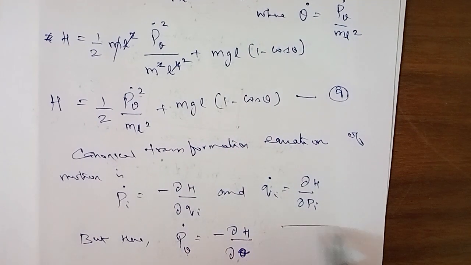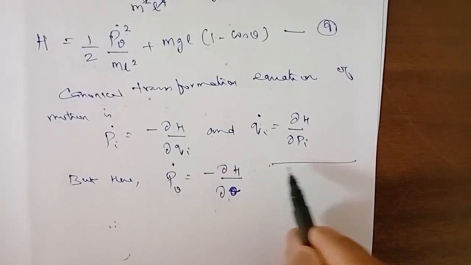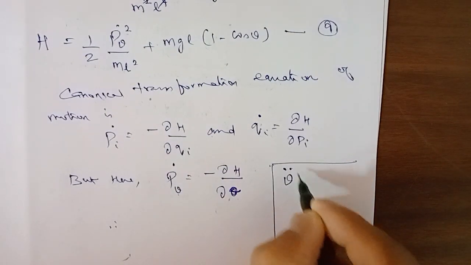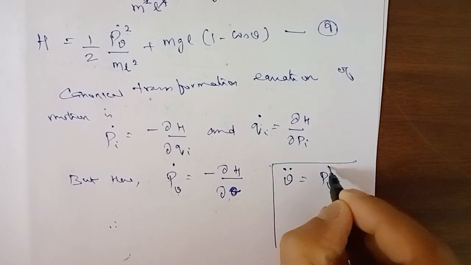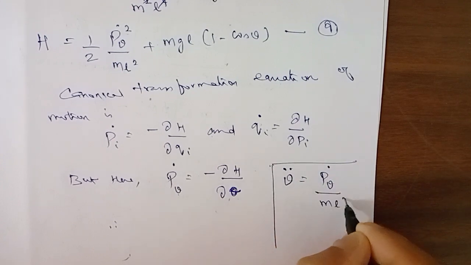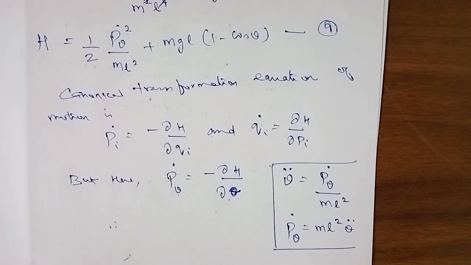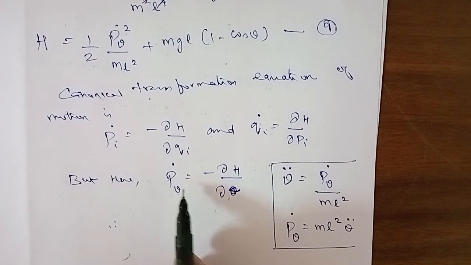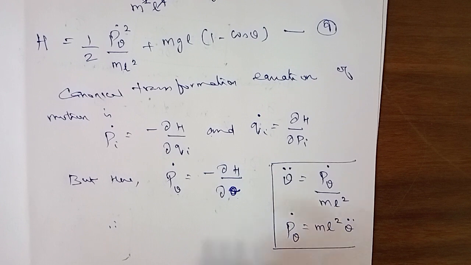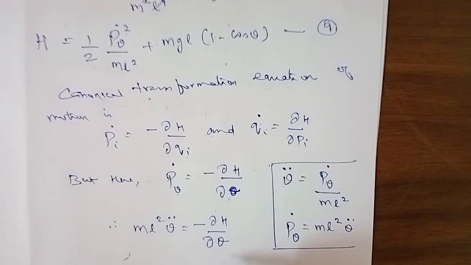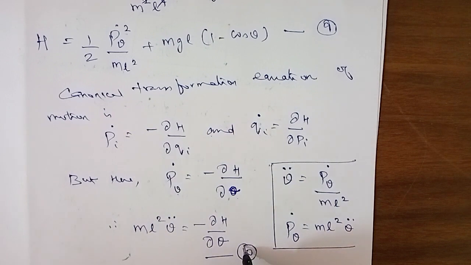Therefore, we already know what we derived: theta double dot is equal to p theta dot divided by ml square. From that we know p theta dot is equal to ml square theta double dot. Now substitute this value for p theta dot: ml square theta double dot is equal to minus dou h by dou theta. Make it equation number 10.